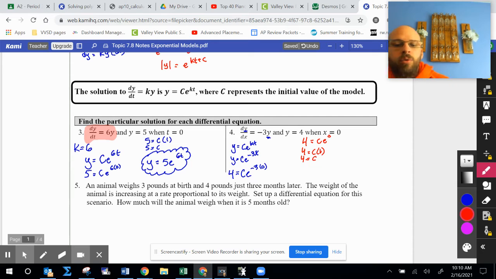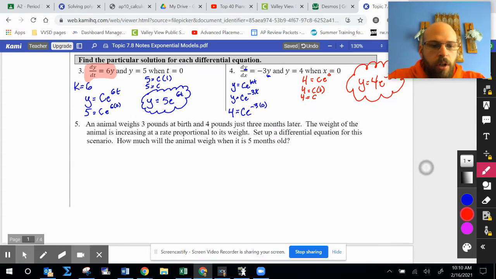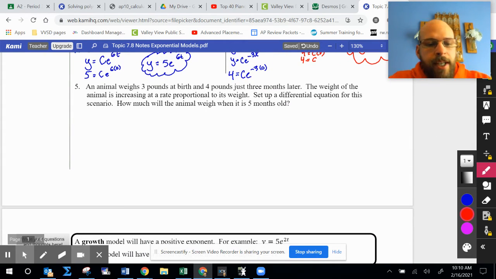But if I were to say x equals 1, then we would have to do a little solving there. But my final equation is going to be y equals my c value, which is 4, e to the negative 3x. And ladies and gentlemen, that is my exponential model. Okay? So let's put in a little bit more application setting.